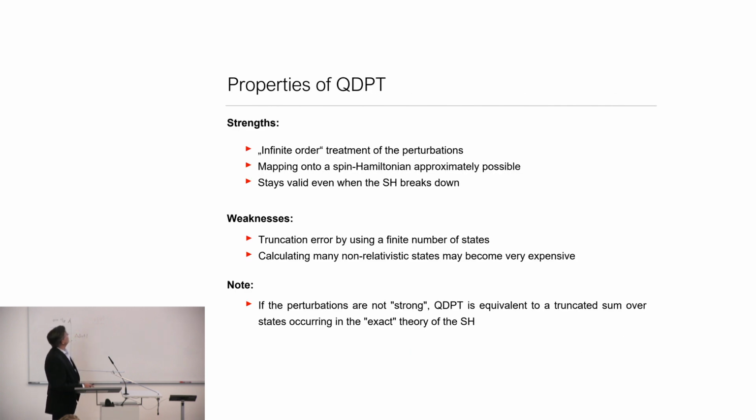Okay, so the strength of that approach is that it's, if you want, an infinite order treatment in perturbation theory. So you're not making any assumption of the relative strengths of the perturbations or the separations of the states. The mapping onto a spin Hamiltonian here is difficult, but it stays valid even when the spin Hamiltonian breaks down. And the weakness of it is, of course, there is a truncation error, because the results will depend on how many states you calculate, right?